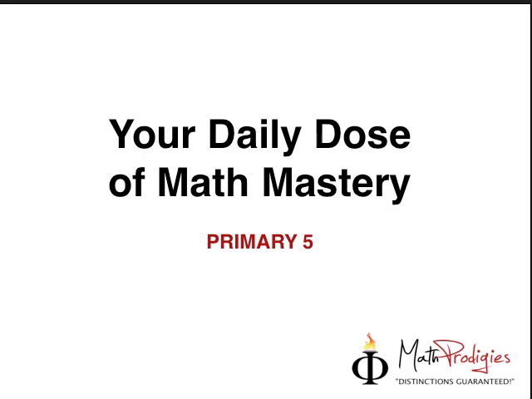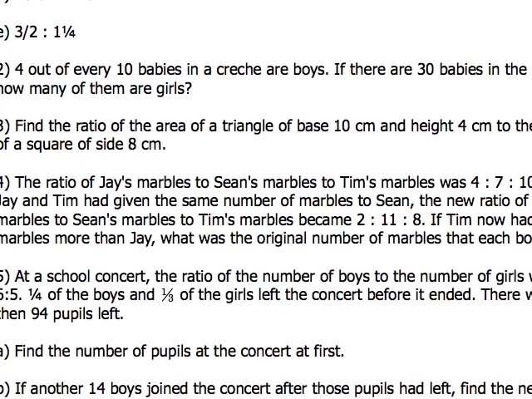We're going to go into question number 3 of your assessment paper number 5 on ratio. So let's take a look at it right now. It says find the ratio of the area of a triangle of base 10 cm and height 4 cm to the area of a square of side 8 cm.